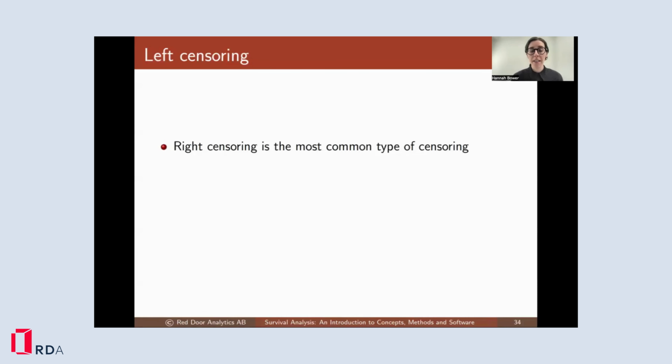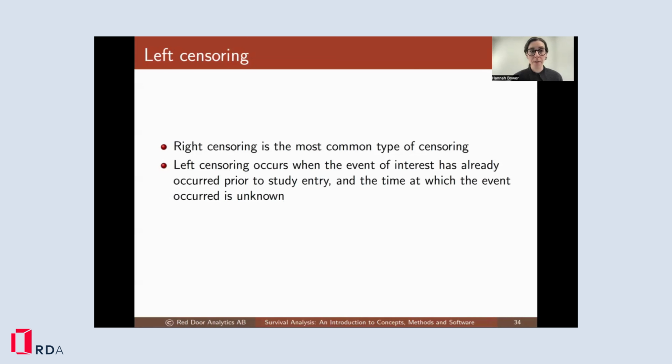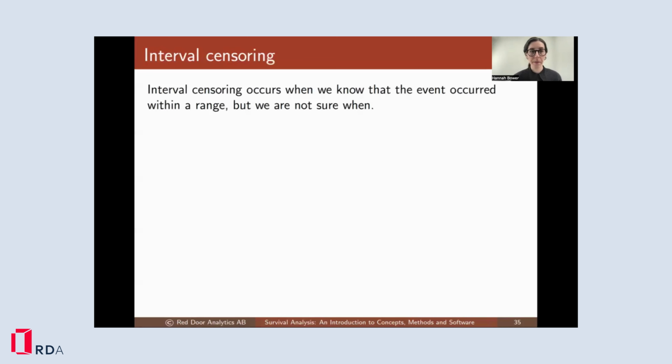As I said, right censoring is the most common type of censoring. There are other types of censoring. Left censoring is one, and this occurs when the event of interest has already occurred prior to study entry, and the time at which the event occurred is unknown. This is not as common as right censoring, and typically when we refer to censoring, we are referring to right censoring. There's also something called interval censoring, which occurs when we know that the event occurred within a range, but we're not entirely sure when.